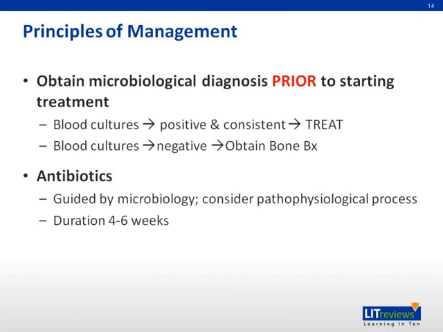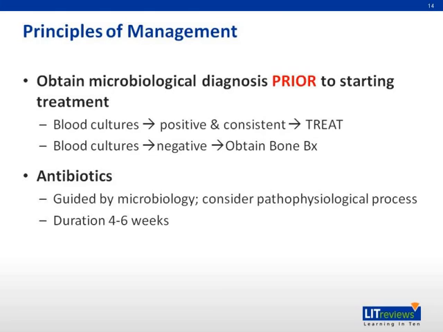If the infection is spread hematogenously, you have obtained appropriate blood cultures, which are 2 sets of blood cultures. They're positive and they're consistent with the infection, then you treat. If, however, the blood cultures are negative, it is wise to obtain bone biopsy. The choice of antibiotics is guided by microbiology. Your choice of antibiotic is as good as the organism you suspect and is as good as the bone biopsy you get. And think about the pathophysiological process first before choosing your antibiotics. The duration is for 4 to 6 weeks.